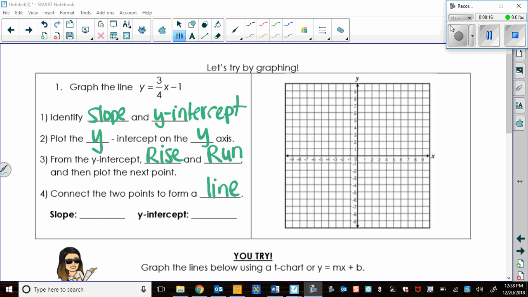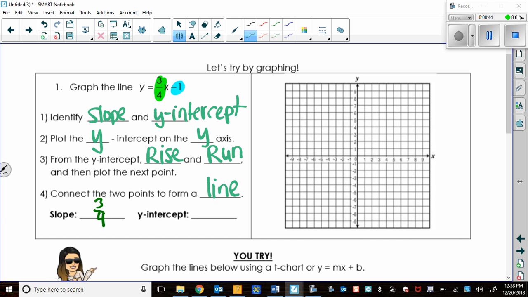Okay, so I've written down the blanks. So what we're going to do is identify the slope and the y-intercept. That's the first step right now. I'm going to highlight this number with the green and this one with the blue so that you can see what the slope is and what the y-intercept is. So identify the slope and the y-intercept. I have a section here for you to write that. The slope for this equation is 3/4.